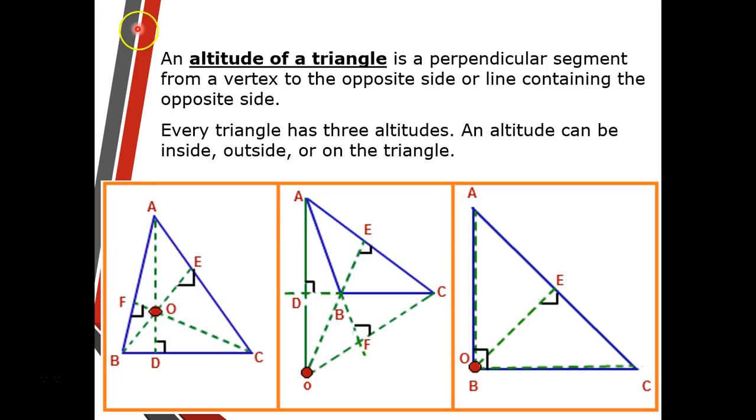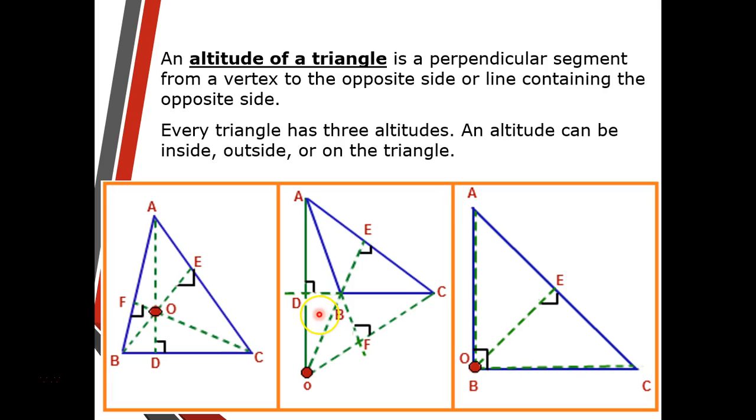It says an altitude of a triangle is a perpendicular segment from a vertex to the opposite side or a line containing the opposite side. Every triangle has 3 altitudes, and an altitude can be inside, outside, or on the triangle, just like you see in these 3 triangles. An acute triangle, the point of concurrency is going to be on the inside.